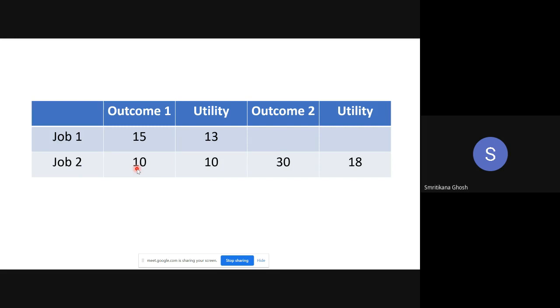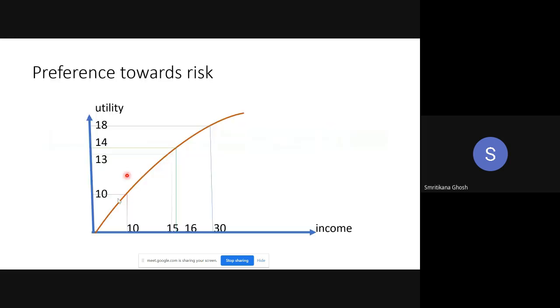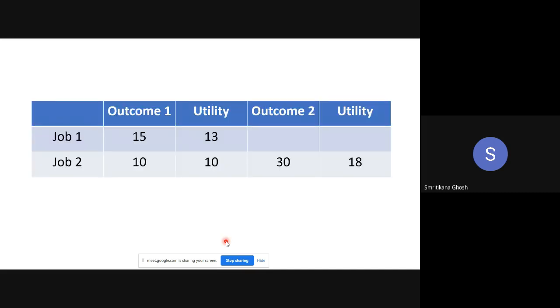Now, for 10,000, what is your utility? For 10,000, your utility is 10. For 30,000, your utility is 18. So you know those values: 10, 13, 18, and you know the incomes 10,000, 15,000, and 30,000. Now you have to choose one of them. Which one will you choose? This is the question.